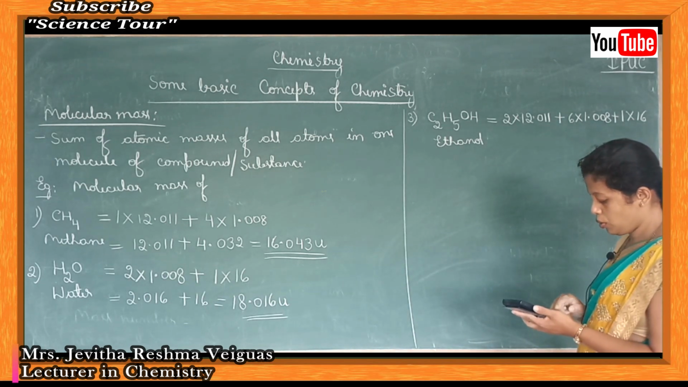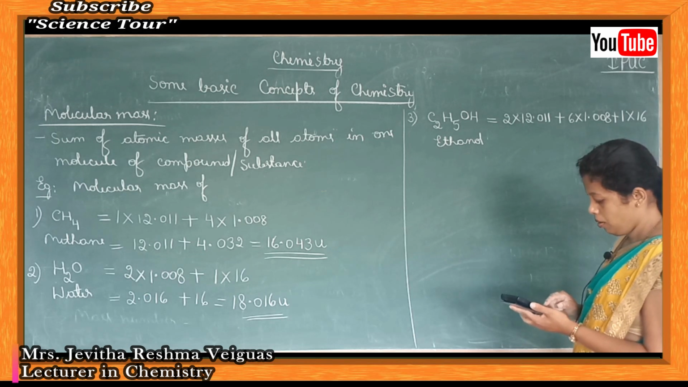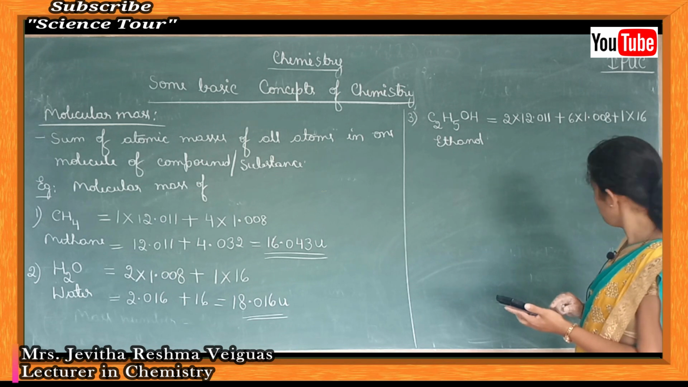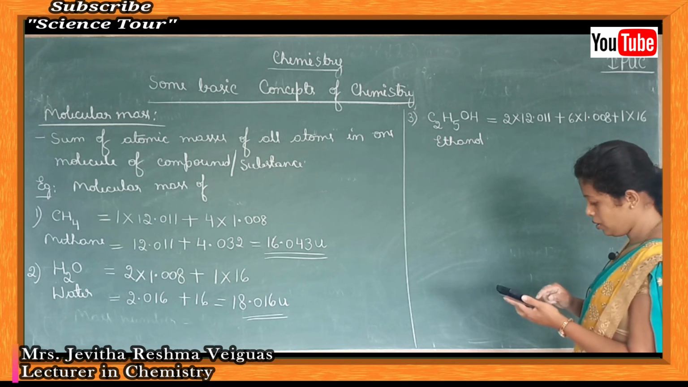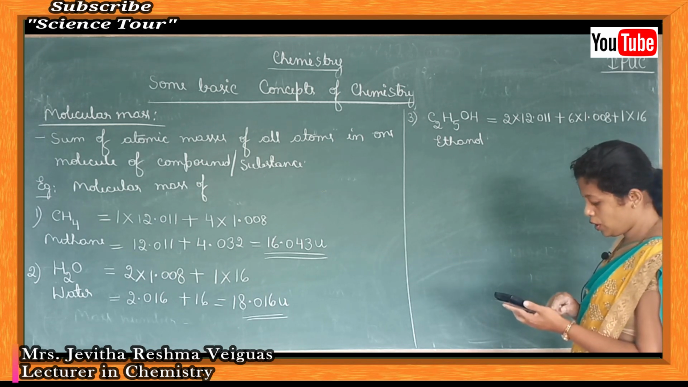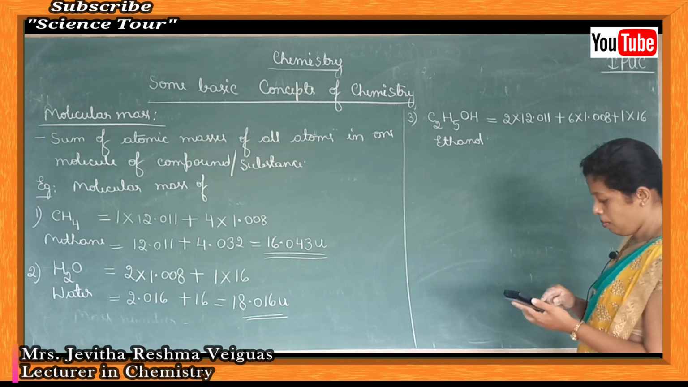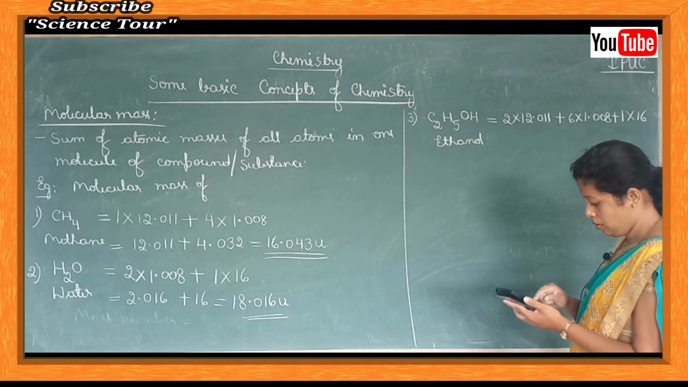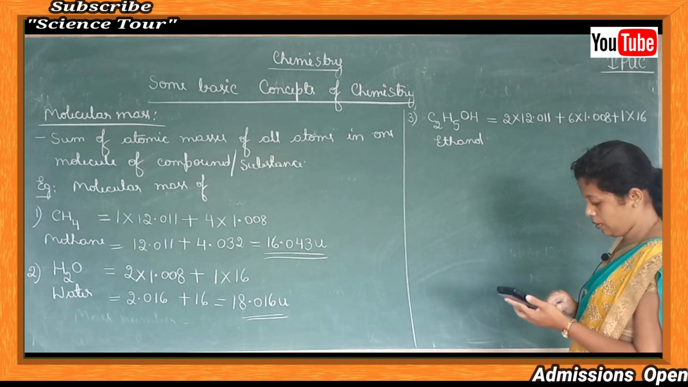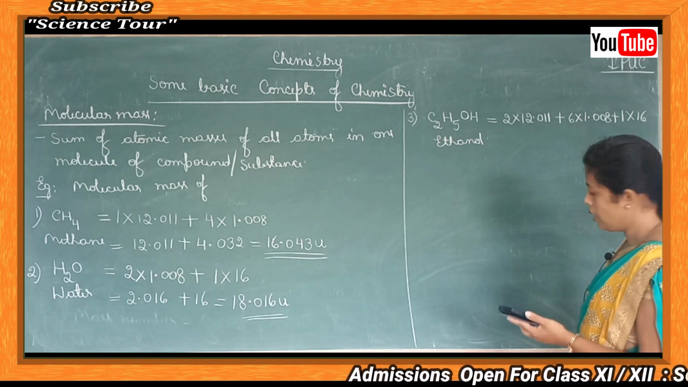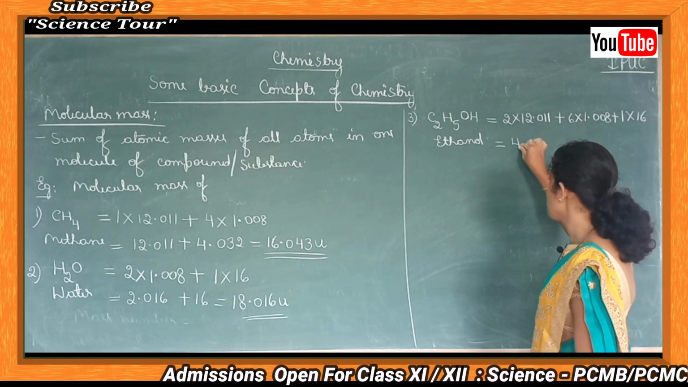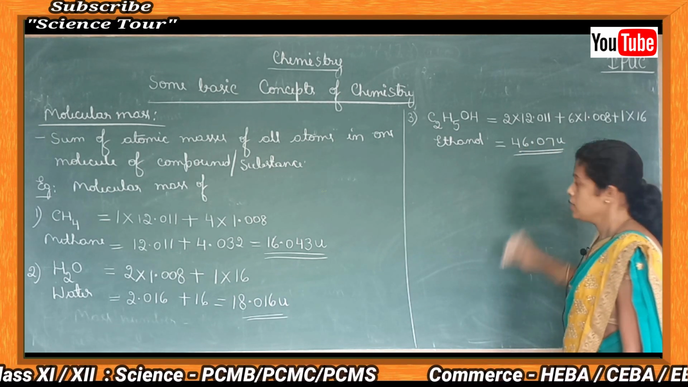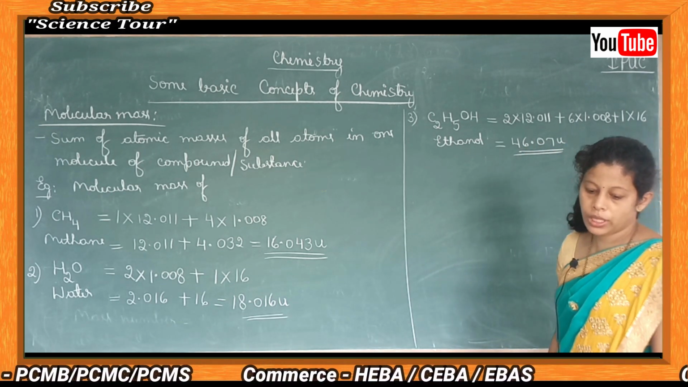It is 2 into 12.011 plus 6 into 1.008 plus 1 into 16. So the answer you get is 46.017 unified mass. So this is the ethanol molecular mass.